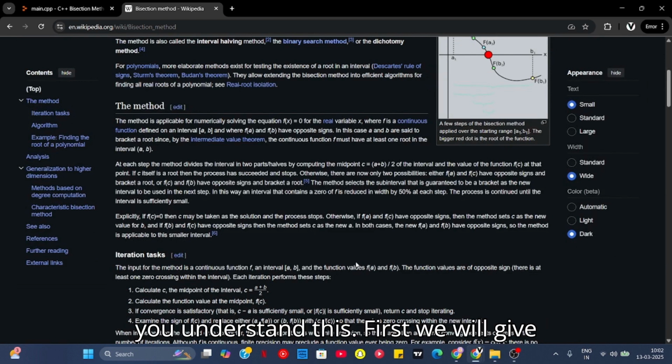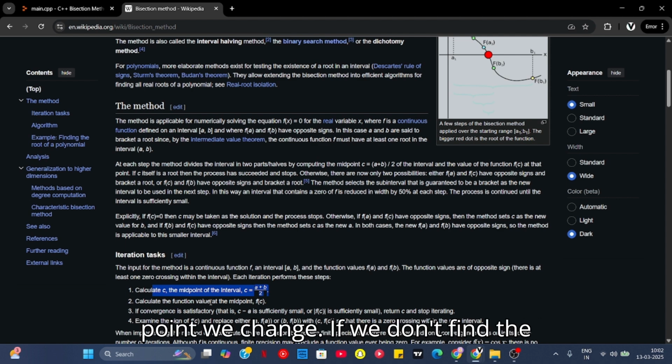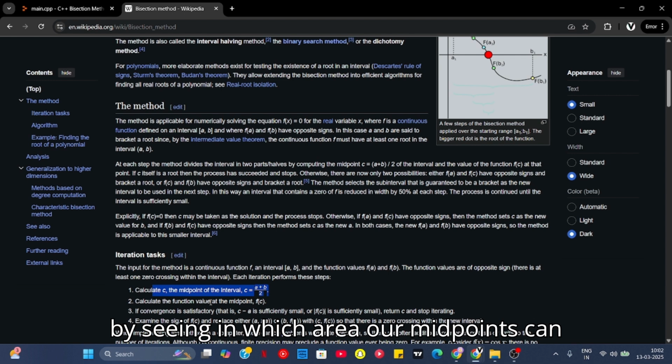First, we will give two intervals, A and B, and we know the root lies between these two intervals. It's an initial guess. Then we will find the midpoint of that interval, and put that mid value into the function. If it comes to 0, then obviously this is a root, but it doesn't happen that way. If we don't find the root, we change the midpoint to A or B depending on which area the root can lie in.